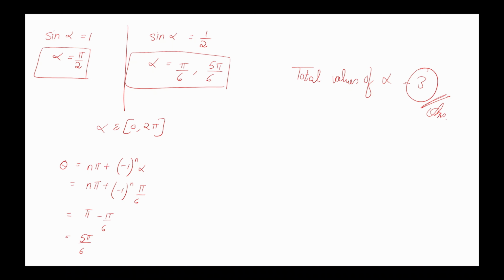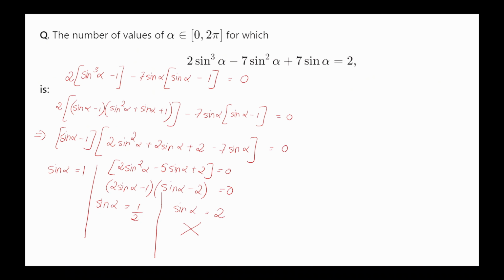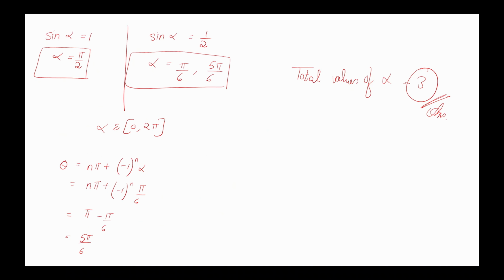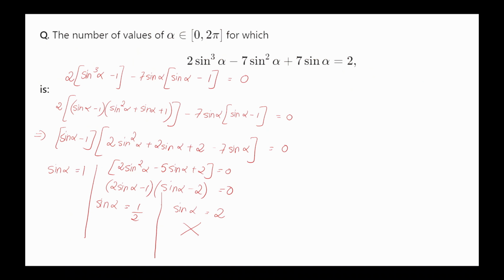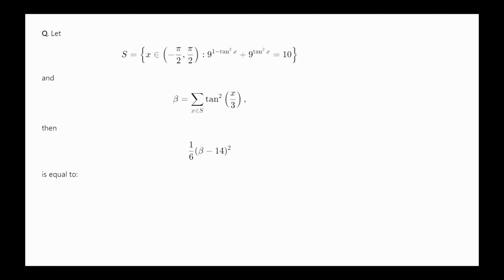So this is how you solve questions of general equation. Of course, you have to remember all these trigonometric solutions. Based on that, you would be able to write such equations. Put the values of n equal to 0, then 1, then 2, then minus 1, then minus 2, and check whether it lies in the given interval or the condition from the question or not. If it lies, that means it is included in your answer. Let's look at one more question.